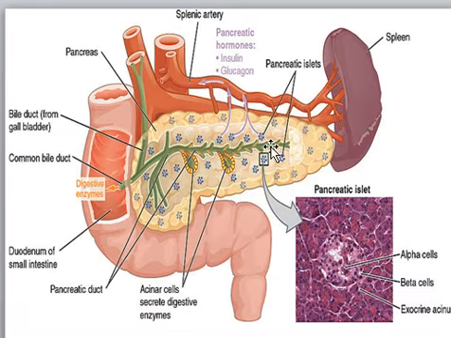Now you see here, this is the pancreas. This is a lobulated gland, and it is located in the fold of the duodenum, which is the first part of the intestine, under the stomach. The pancreas is a mixed gland. It contains endocrine structures, the pancreatic islets, and this endocrine structure produces two hormones, which are insulin and glucagon, by alpha and beta cells. This is in the islets of Langerhans.